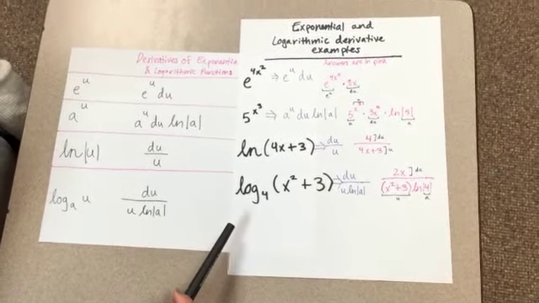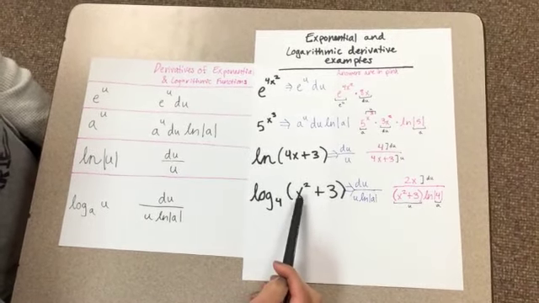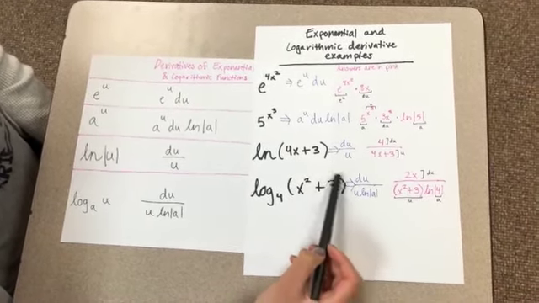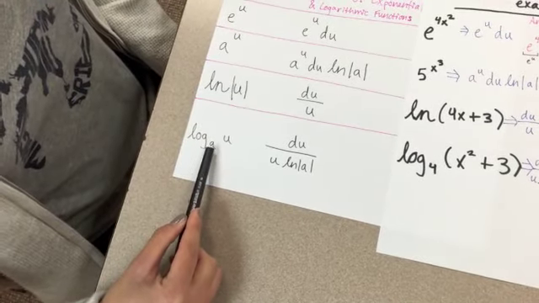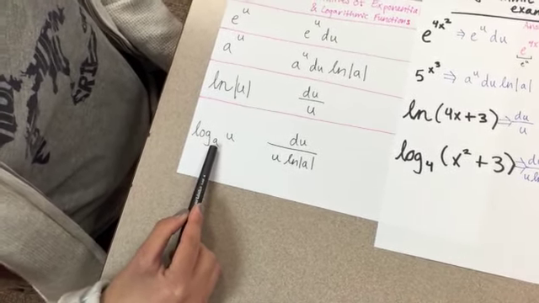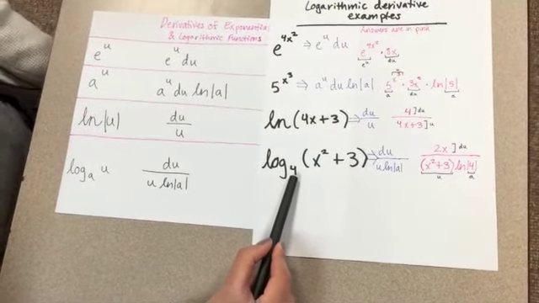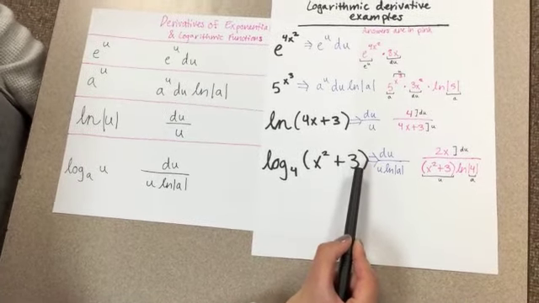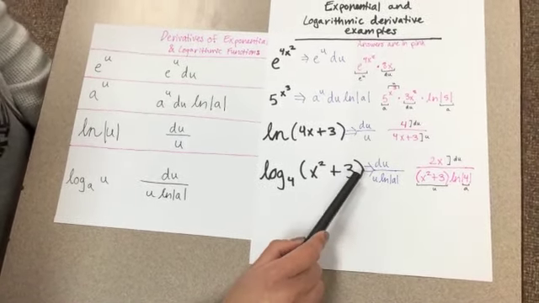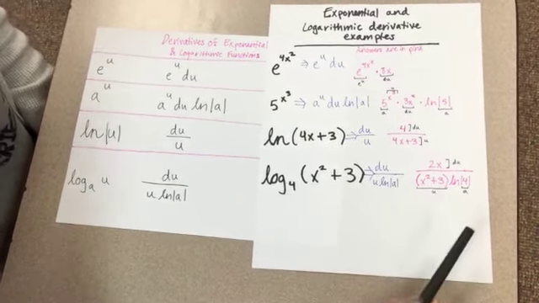Let's move on to logarithmics. Our example here is log base 4 of x squared plus 3. This here is going to be our u, and if you look here at the cheat sheet, it's log, and then the base is a, so it's going to be some constant, and then u. So here we have 4 as our base, and then x squared plus 3 is our u. The derivative of logarithmics is du over u times the ln of a. Remember, a is our base.